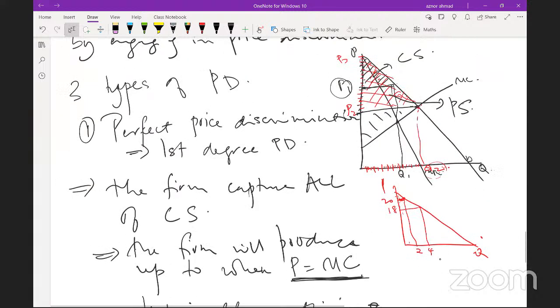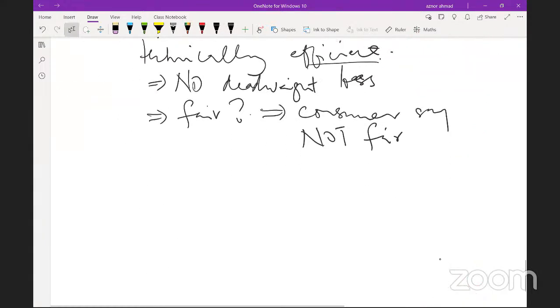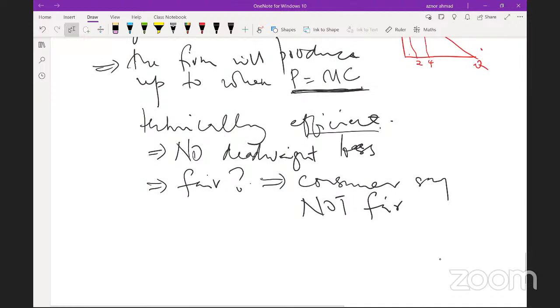If the monopoly can capture all the consumer surplus, then they will be efficient as in perfect competition, because they will be producing up until P equals MC. Okay, that's the first one. Now, the second one is something that is actually also done in the real world.